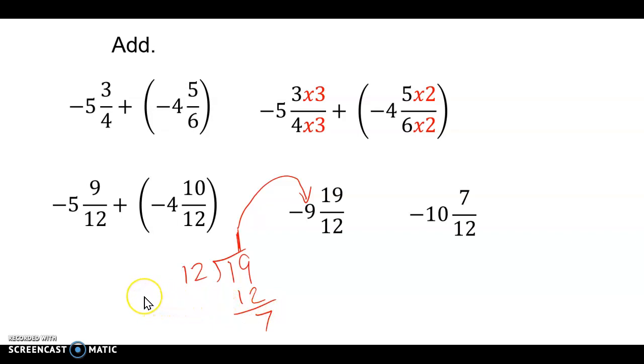So again, with fractions, a little harder. You've got to make sure you have common denominator. Make sure they're either both mixed or both improper. And use the integer rules. So good luck.